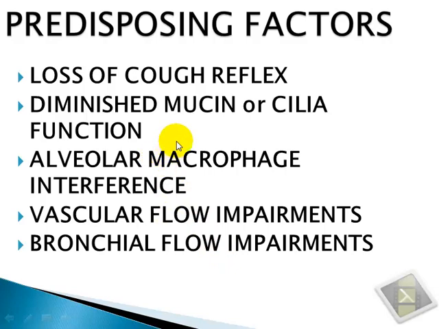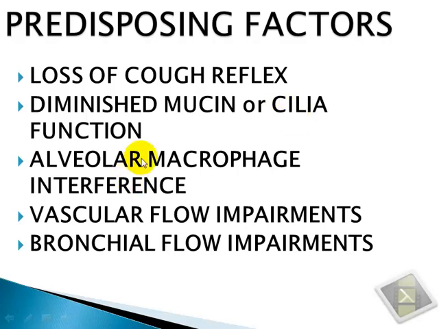Whenever somebody has some kind of problem in relation to loss of cough reflex, or diminished mucin or ciliary function, there are so many genetic conditions in which you may have diminished mucin or diminished ciliary function. One example of diminished ciliary function is Kartagener's syndrome.